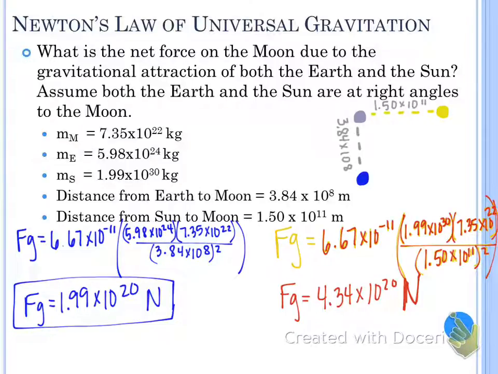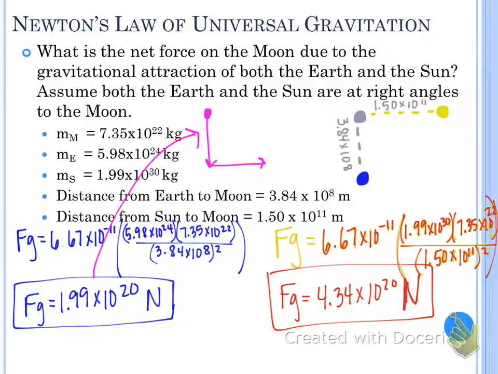Now we're going to take these forces and add them tail to tip to get the net force, so not from the origin. Here's the moon. The Earth is going to pull it this way, the sun is going to pull it this way. So one of these sides is 1.99 times 10 to the 20th. This side is 4.34 times 10 to the 20th. Our resultant would look something like this.